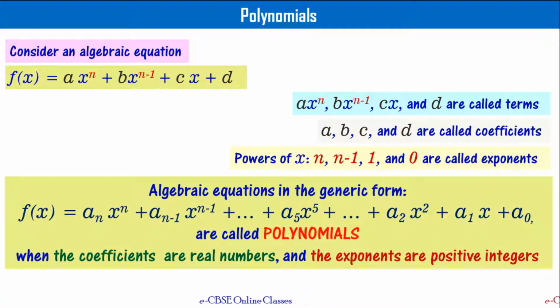Algebraic equations in the generic form, that is f of x equal to a n x to the power of n plus a n minus 1 x to the power of n minus 1 plus a n minus 2 x to the power of n minus 2 and so on, are called polynomials when the coefficients are real numbers and the exponents are positive integers. Please take a note of that.